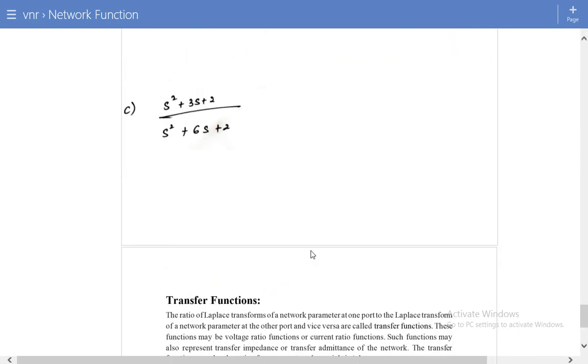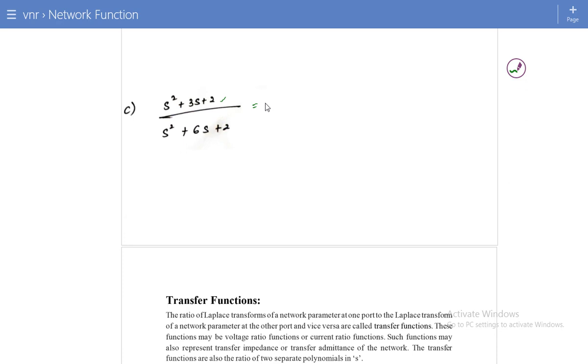The third function, what they had given, okay, see here: s square, s power 1, s power 0, okay, s square plus s power 1 plus s power 0, okay. So all the terms are present in the numerator and the denominator, but just by looking at whether all the terms are present in the numerator and denominator, you can't say whether it is a driving function. We have to find first the poles and zeros of the network, okay.